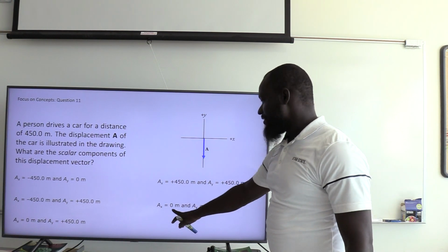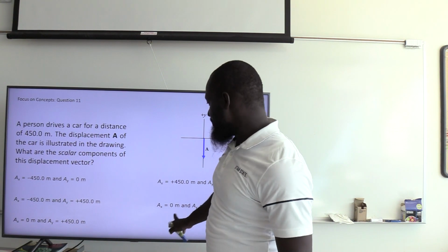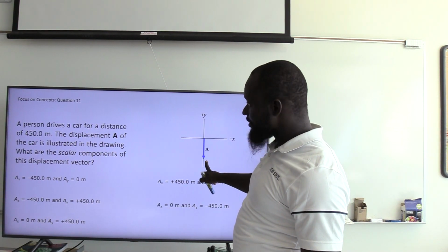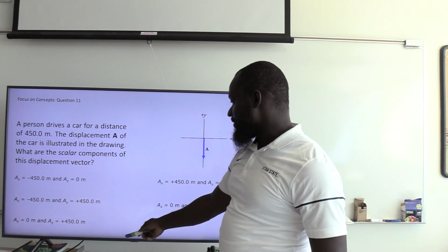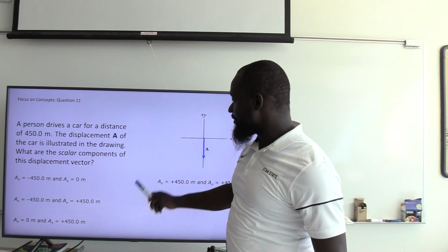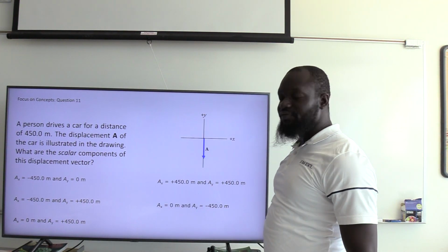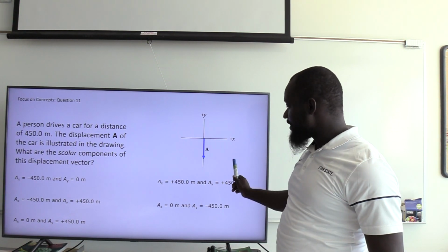So this is not right. Ax 0, that is right. Ax 0, that is right. Good. So we are going to choose between these two. It's going to be negative y-axis. So ay is minus the magnitude, 450. So minus 450 is the correct one. Plus 450 will be going up, so this one is wrong. So the correct one is ax 0 component and ay minus 450 meters. So that will be the correct component of the displacement vector for this case.